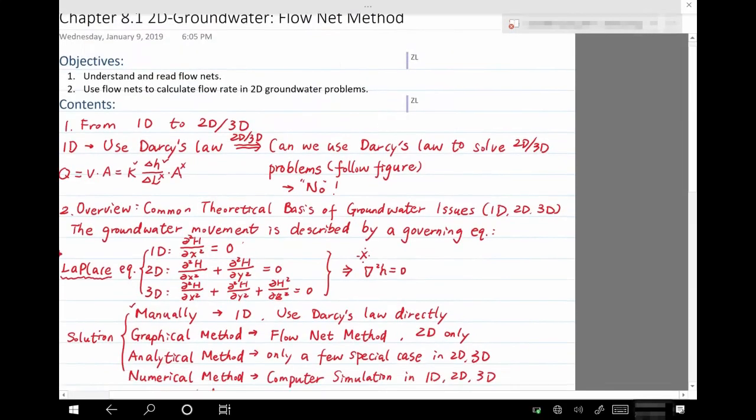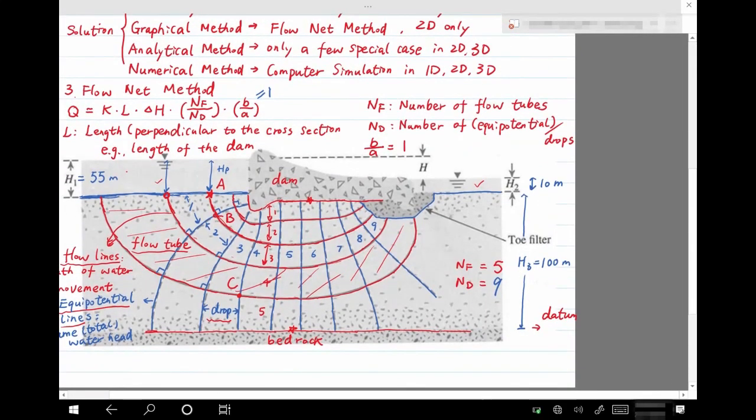With this in mind, if we can go to here, you want to calculate total head at point B. We just need to see how many head drops we have from point A to point B. And here you can see that there's only one drop. So that means the total head at point B will be 5 meters lower than the total head at point A.